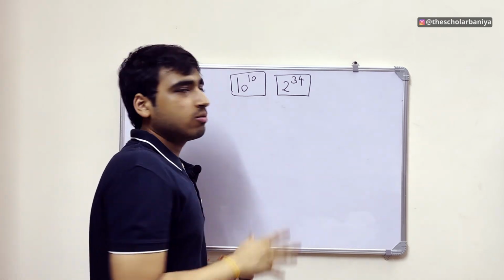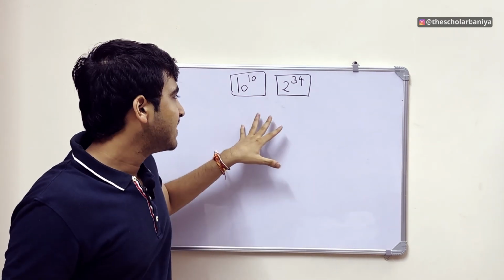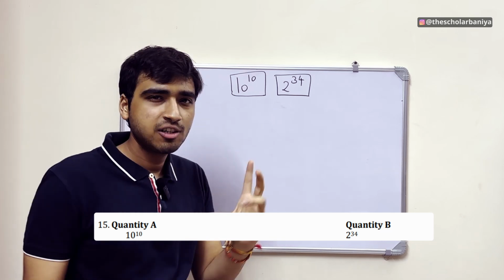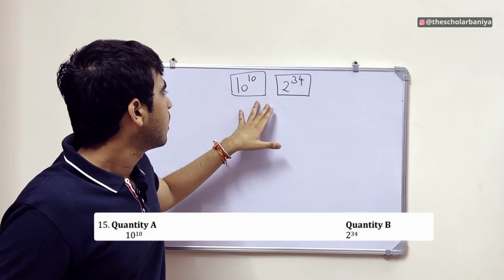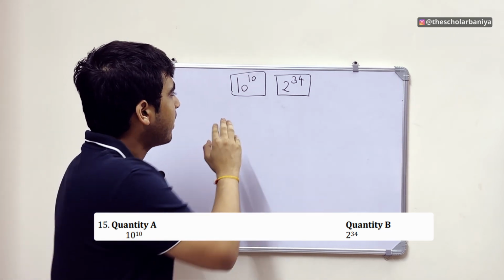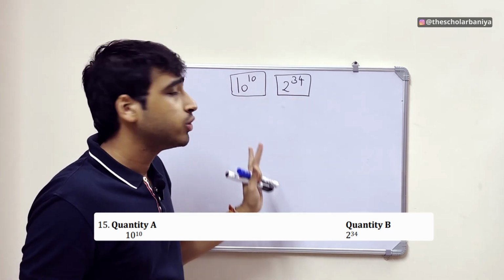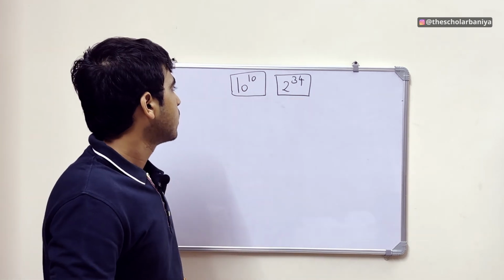Okay, guys, so moving on to the next question. This is a rather, I would say, a little different question than all the others, because it asks us to compare 10 to the power 10 and 2 to the power 34. Which one is bigger, right?